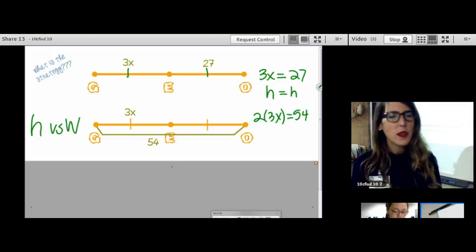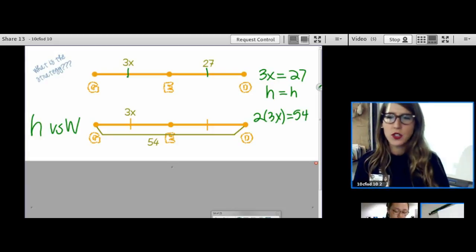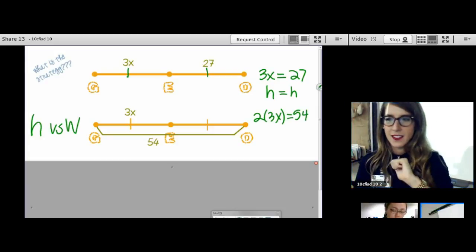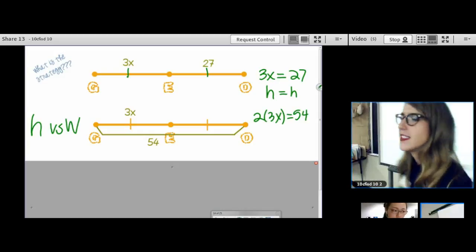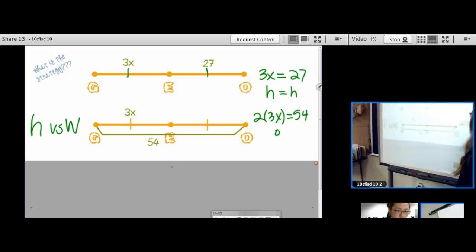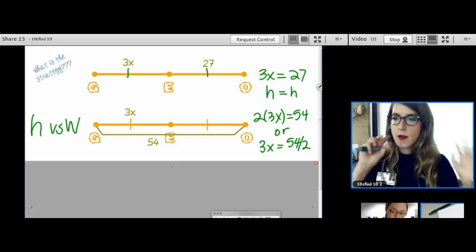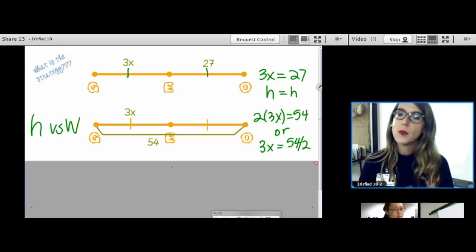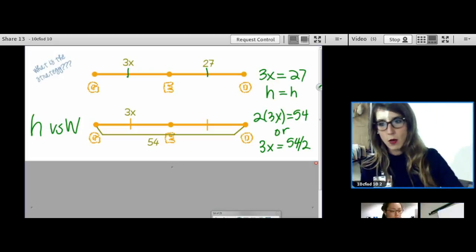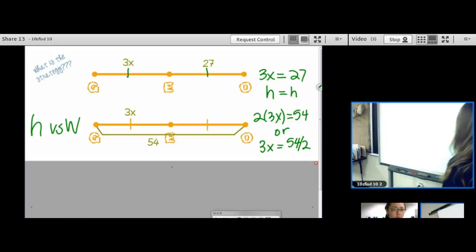or what's the opposite of doubling a half? What could you do to the whole? Oh, you said it. You could half the whole. Yep. Or 3x equals, it doesn't equal 54, it equals 27, right? So you either double the half or you half the whole. That's what you do when you're given a half and a whole. Let's do this last one.